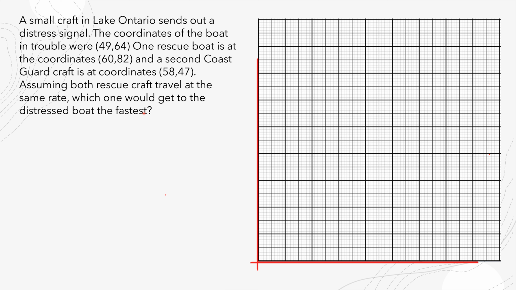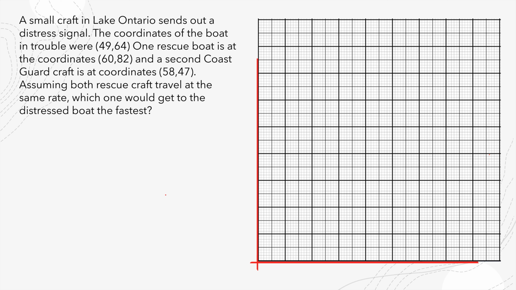That is the problem, and we are provided with the coordinates of each one of the boats. Here it is mentioned that both rescue craft travel at the same rate. So the speed is not the issue. The main thing that we need to figure out is the distance between these boats. The boat that has the smallest distance will reach there fastest.